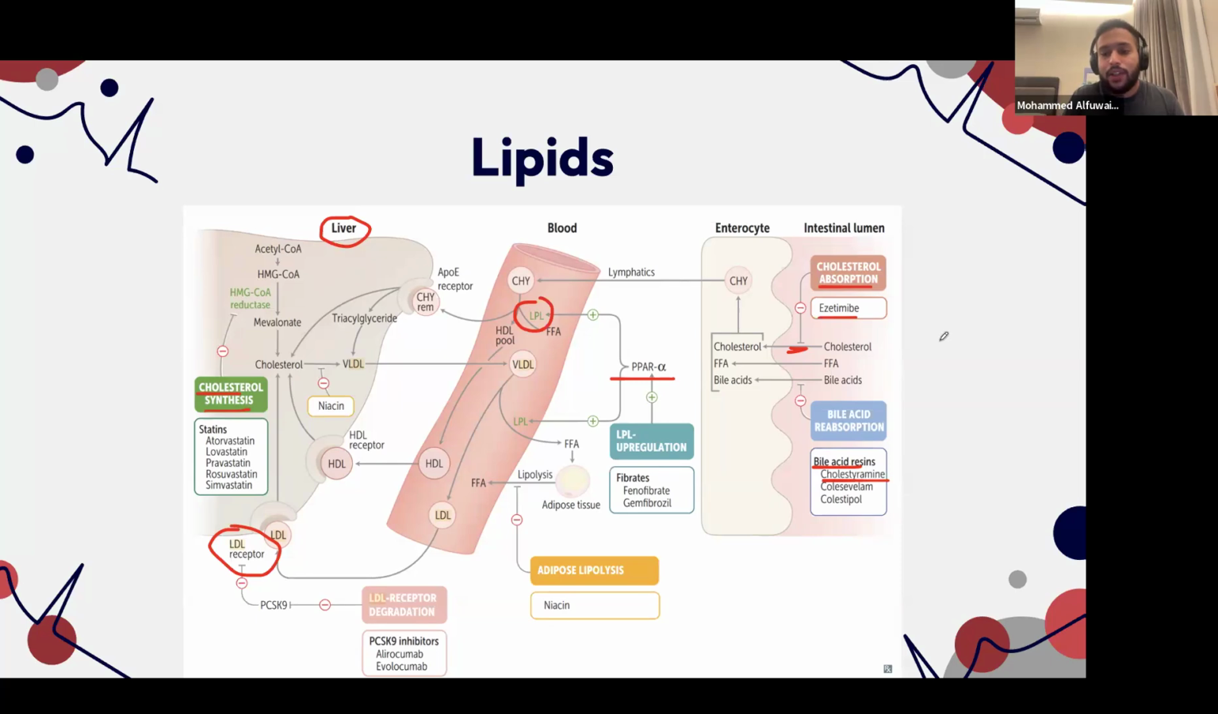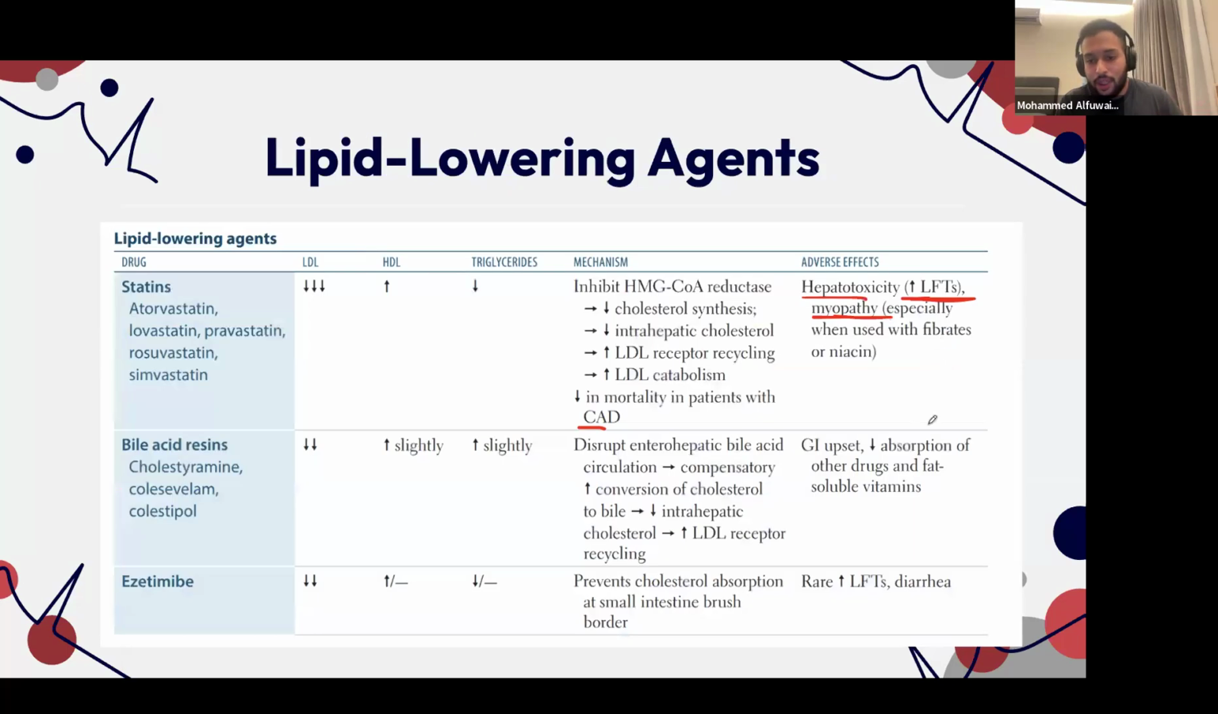In terms of its side effects, very easy. If you have lipids in the stool, this will cause an osmotic effect, which will bring more water into the lumen of the bowel. So it causes diarrhea and GI upset. This is the main side effect of these medications. And because you're decreasing absorption of other vitamins, you have some vitamin deficiency, which is vitamins A, D, E, and K, the fat-soluble vitamins.